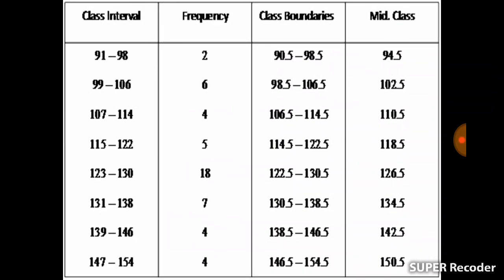Okay, so this is an example of a frequency distribution table. As you can see, given the class interval, the frequency, the class boundaries, and the mid-class. The mid-class is also known as the class mark, so that's another term for class mark.